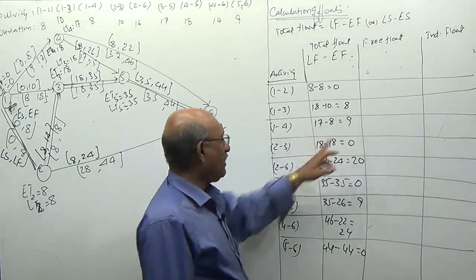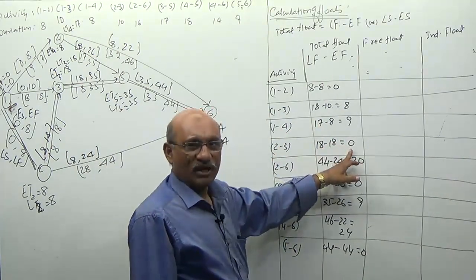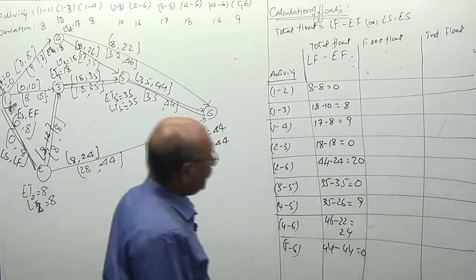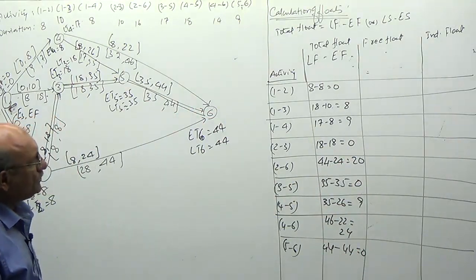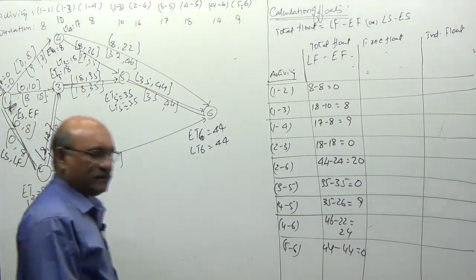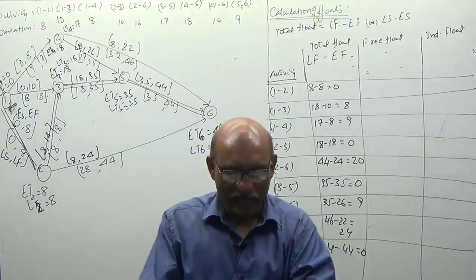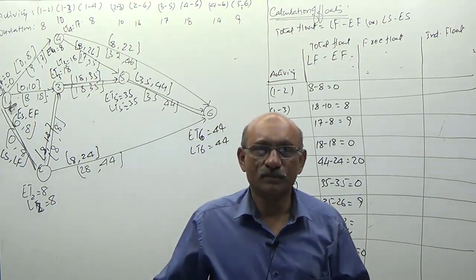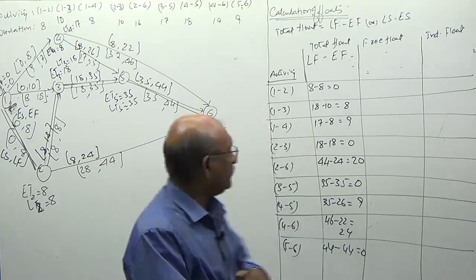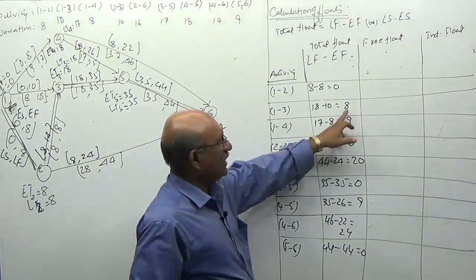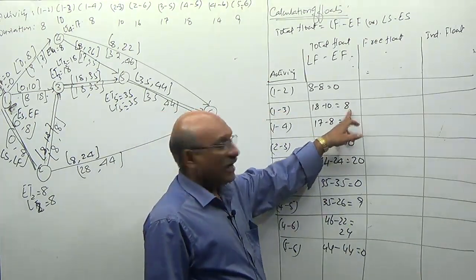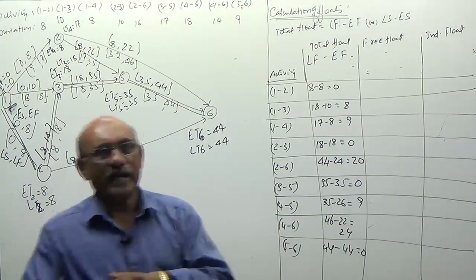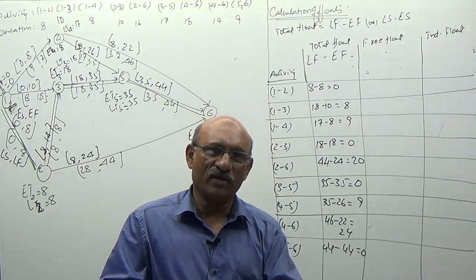1-4, 9 days time available. 2-3, 0 days because it is critical path activity. 2-6, 20, 4-5, 9, 4-6, 24, 5-6, 0. This way, total float is calculated. Once total float is calculated, sir, my concentration is on free float. How I am defining free float? Look at this activity 1-3. What is the free time available for this activity? 8 days. 8 days free time is available for this activity.